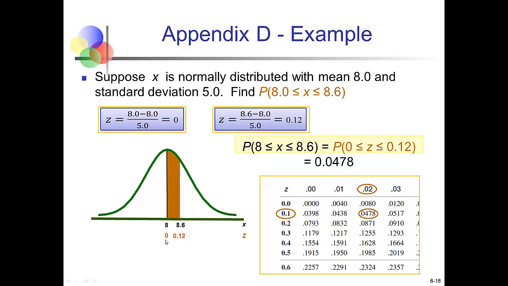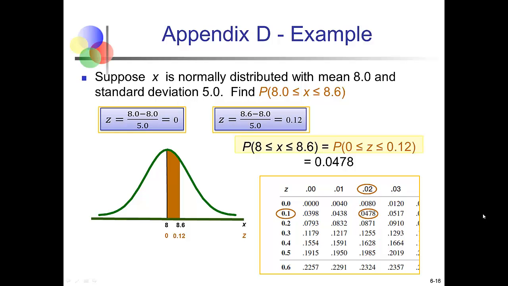The table from the book will provide us this probability of being between 0 and 0.12. So if I go to the table from the book, I go down to 0.1 and across until I get to the hundredths place of 2. So for 0.12, the probability is 4.78%, or 0.0478.